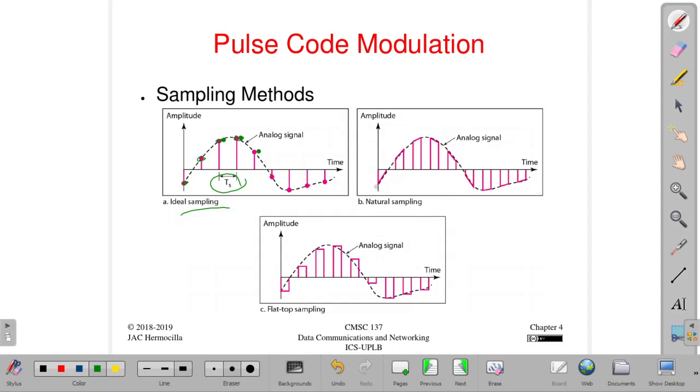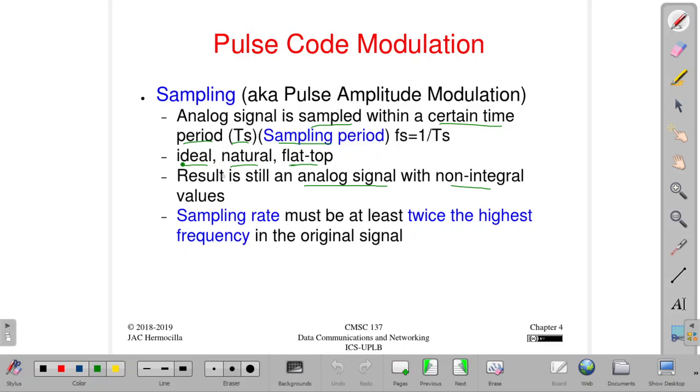In the natural sampling, you actually have an image like this, okay, which is the natural sampling. And then we have the flat top sampling, wherein we do not trace the exact path of the signal, but rather we create some approximation, some boxes or rectangles to represent the amplitude of the signal. So those are the examples.